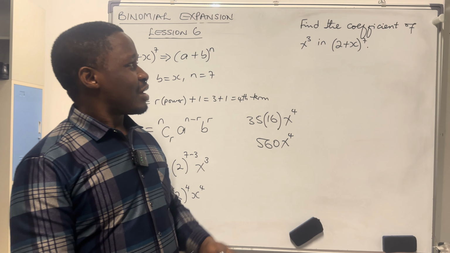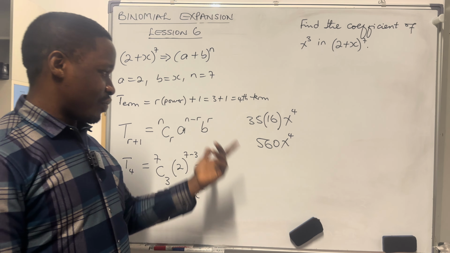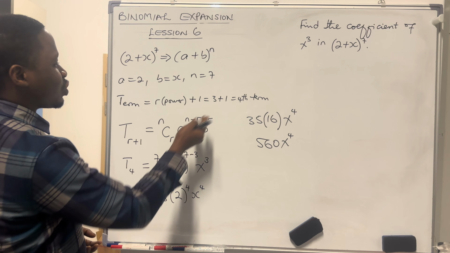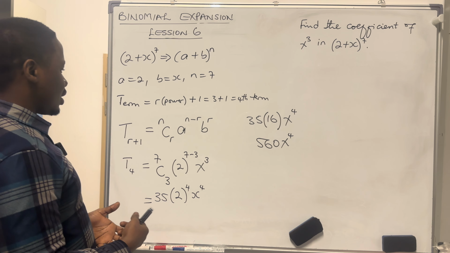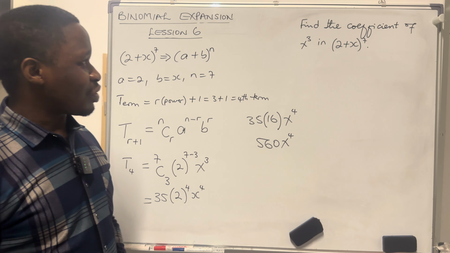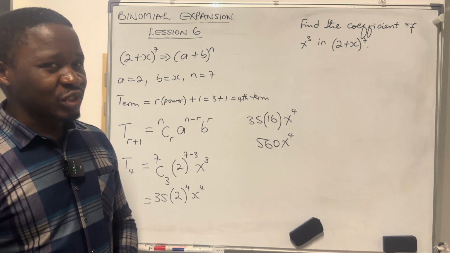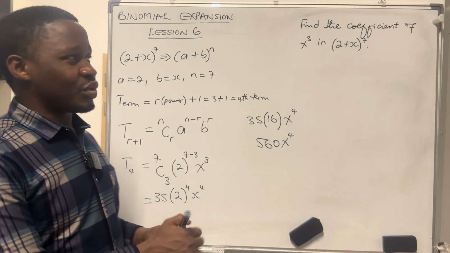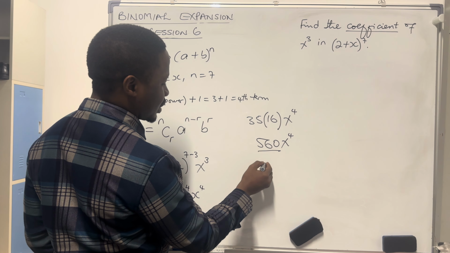Sometimes they will say, find the fourth term. It is the same procedure. The only thing, when we say fourth term, you don't need to find which term because they have already told you fourth term. But if the question says, find the coefficient of x cubed or find the coefficient of the term in x cubed, it is the exact procedure. So now, what is the coefficient? The coefficient is 560.